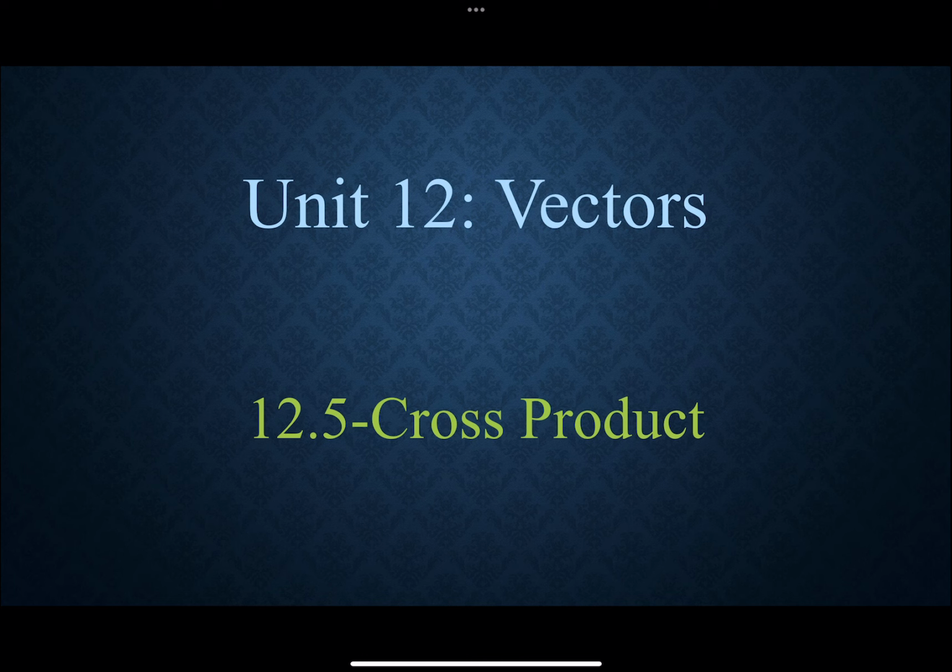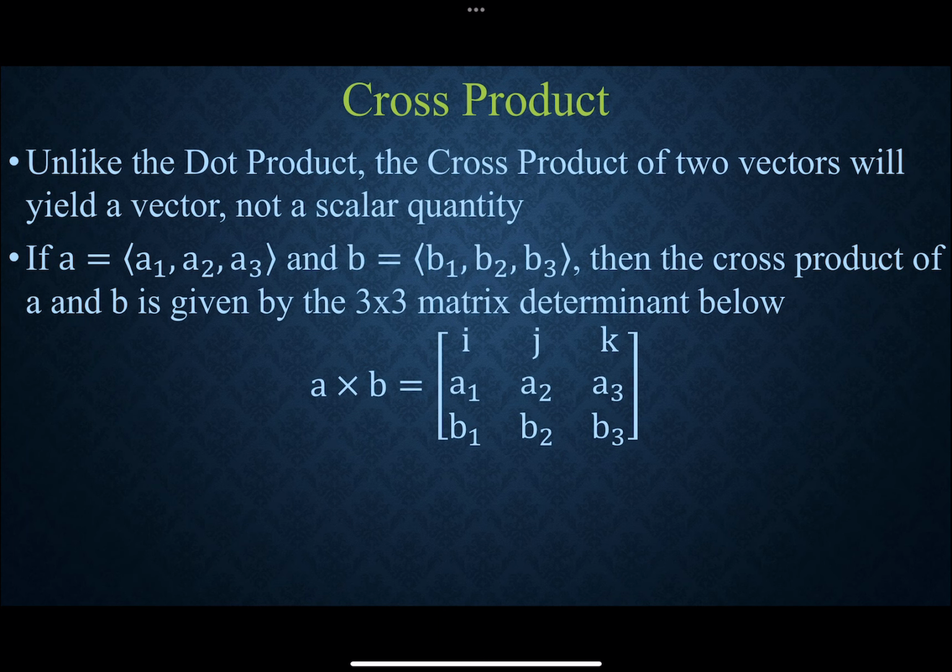All right, welcome back. So this is our last topic here in Unit 12, the cross product of two vectors. So our last type of multiplication of vectors. Unlike the dot product, the cross product of two vectors will always yield a vector, not a scalar quantity. This is because we are doing a 3 by 3 matrix determinant to do the cross product of vector A cross B. Order does matter, so make sure you're setting up the correct A cross B.